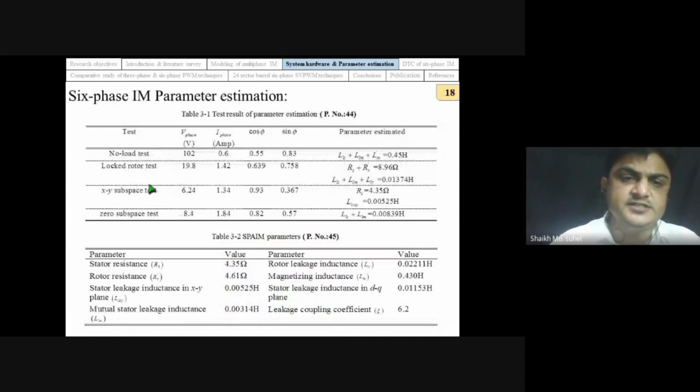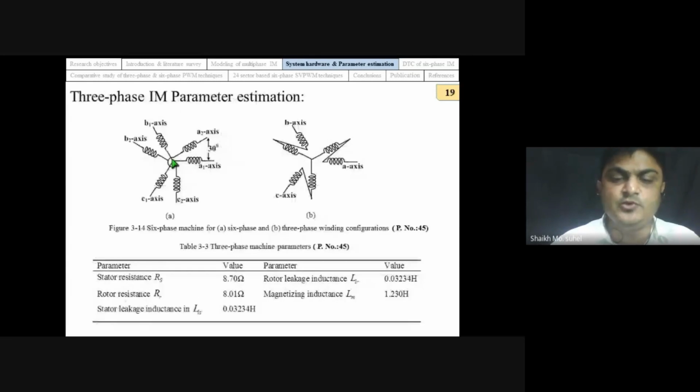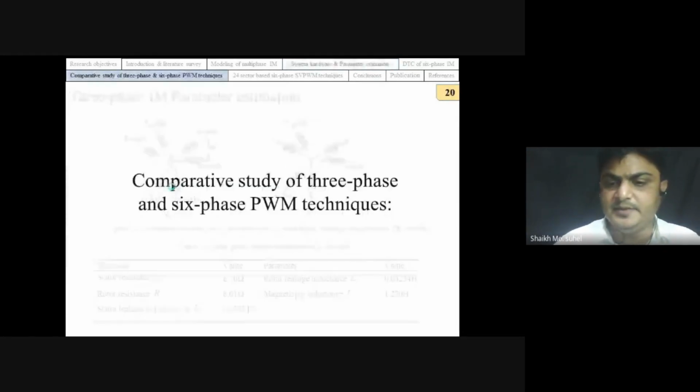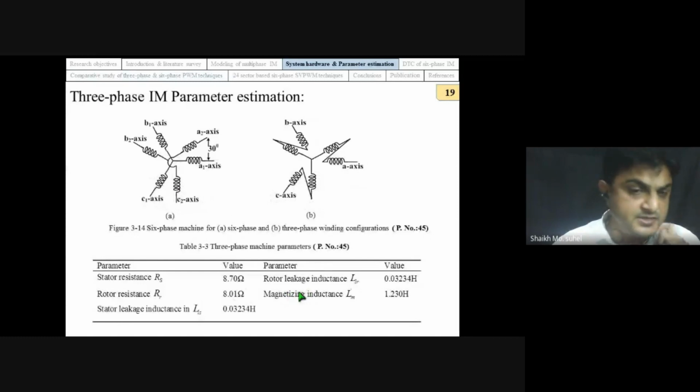These are the results of the tests performed, that is the no-load, blocked rotor, XY and zero sequence tests. Based on these test results, we have measured our machine parameters. These parameters are utilized in all our mathematical models as well as our hardware analysis. We also want to perform a three-phase and six-phase PWM technique comparison, and that's why the six-phase machine is reconfigured as a three-phase machine, and we have also measured the parameters. These are the parameters of the three-phase machine when the six-phase machine is reconnected in three-phase configuration.